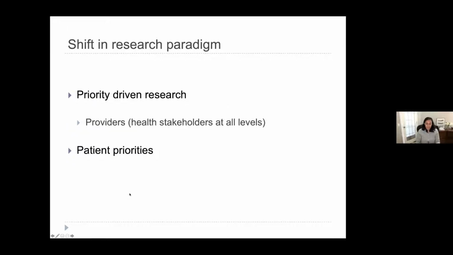In the olden days, people used to do research by following up on their supervisors' projects, or thinking, oh, well, that'd be interesting to know. But in the new way of doing research, especially at the national, federal, and international level, it's priority-driven research. So what are the priorities for the stakeholders in your domain?